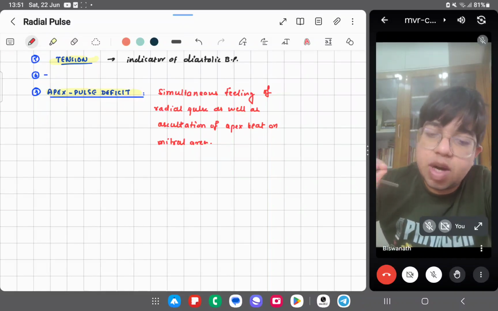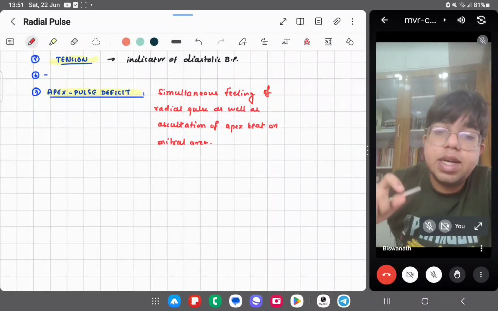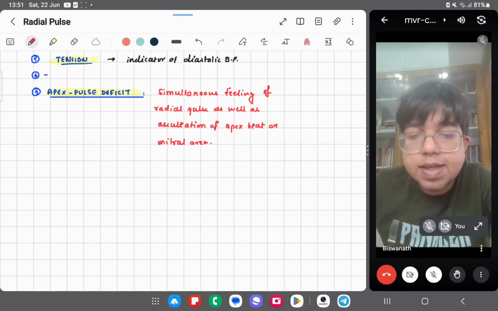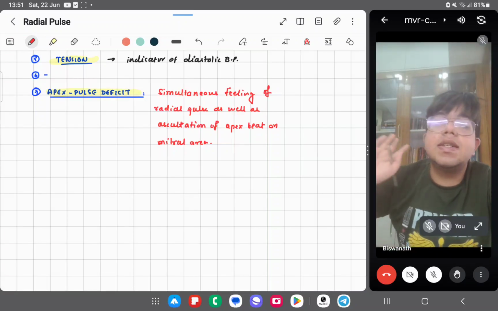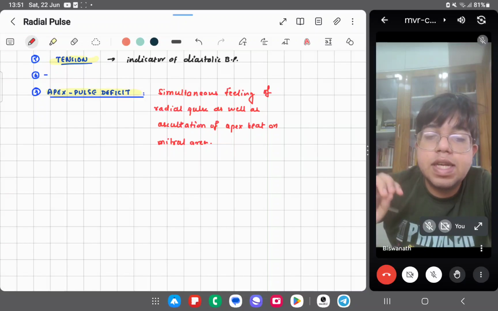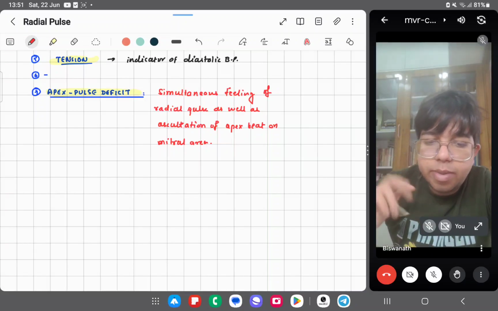Arterial wall is not palpable. It is palpable in case of older people, right? So here it is not palpable. No apex pulse deficit, no radio-radial, no radio-femoral delay is present. And other peripheral pulses are said to be normal, right? So this is the normal pulse report, right?